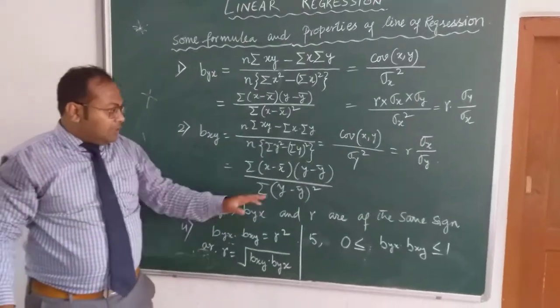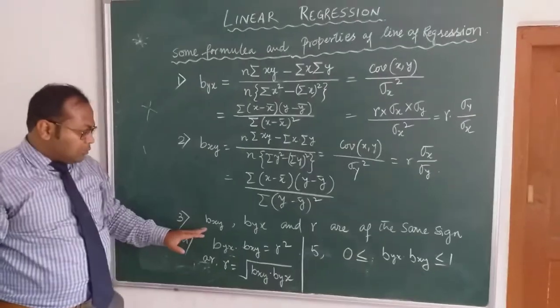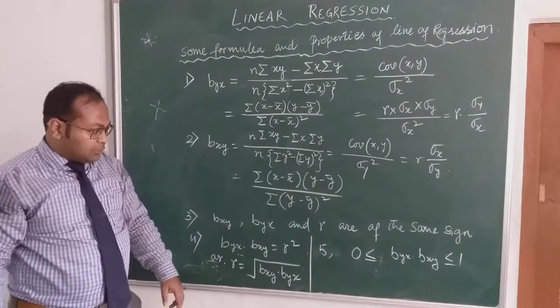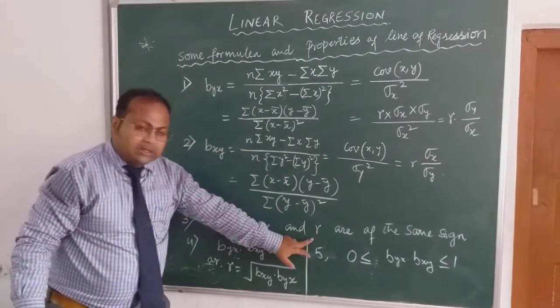Okay. Now the next property is that bxy and byx, both the regression coefficients, are of the same sign.